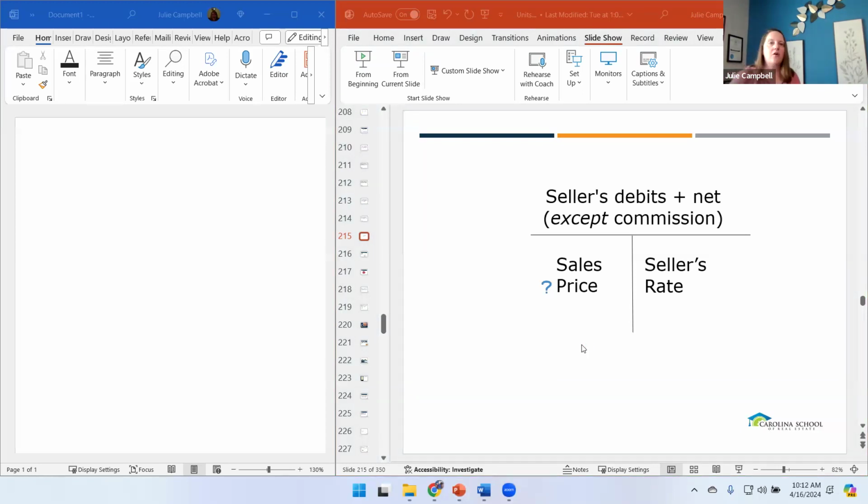Does that make sense? So to combat that, we're going to calculate our commission in that seller's rate. That's where the commission will be calculated. We'll look at that. I just want to make sure everybody has the T-bar first. So the seller's debits plus their net, what they want to take away, it's part of the sales price, which is what we're solving for. And then the number on the bottom right is dealing with the seller's rate. So jot this down. We're going to talk about a few more things before we do a couple together.